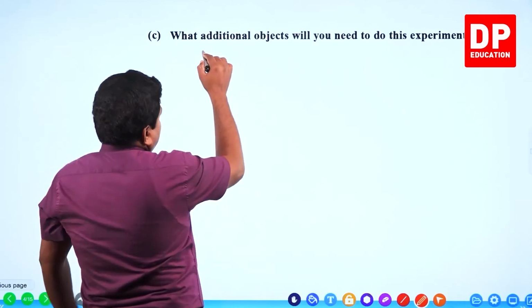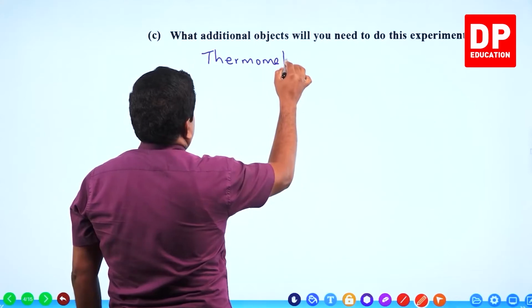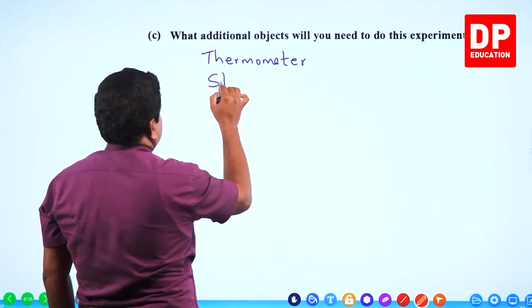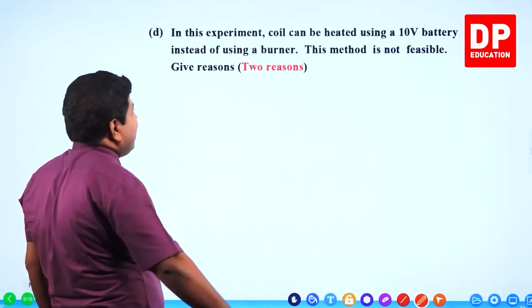What additional objects? Thermometer and the stirrer. Thermometer and the stirrer. Very simple, straightforward questions they ask.